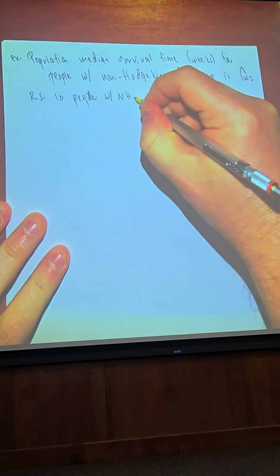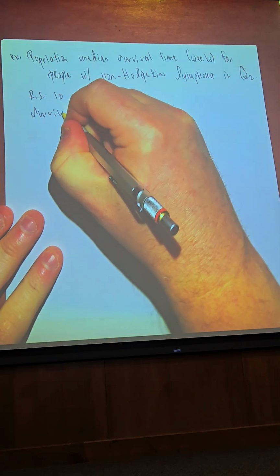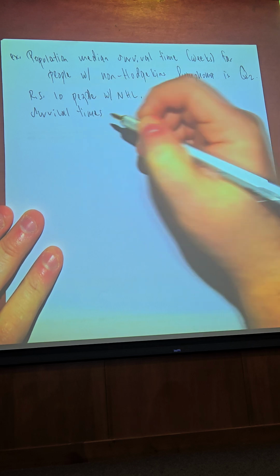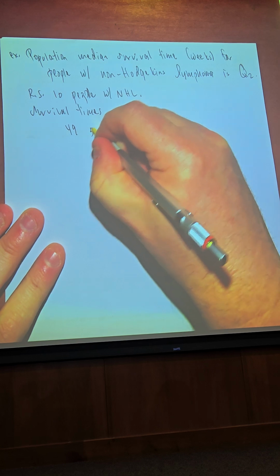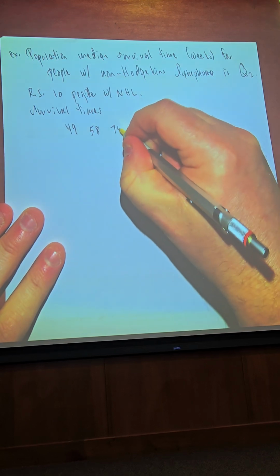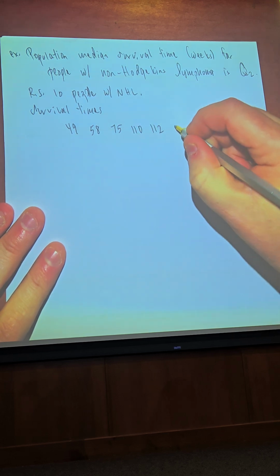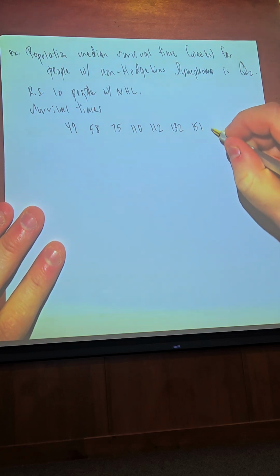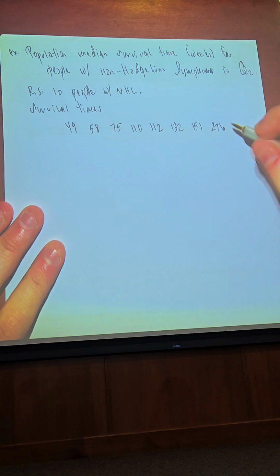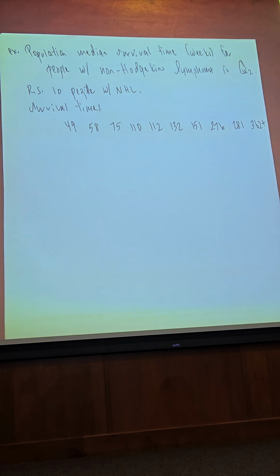with non-Hodgkin's lymphoma. Here are the survival times. The first person survived for 49 weeks, the next person for 58, 75, 110, 112, 132, 151, 276, 281, and 362 plus.